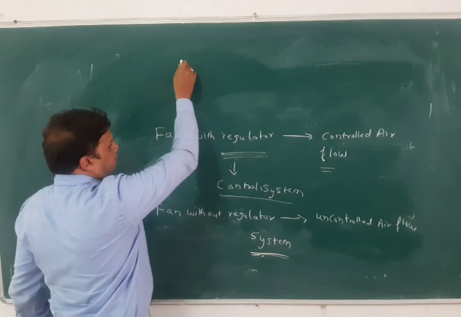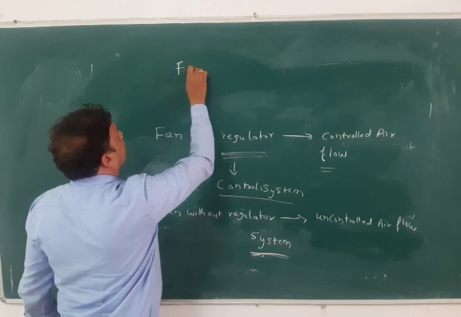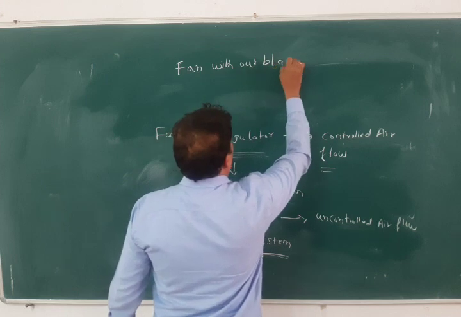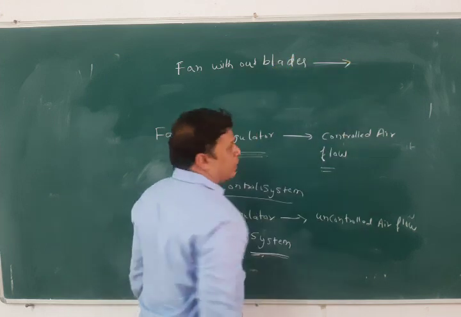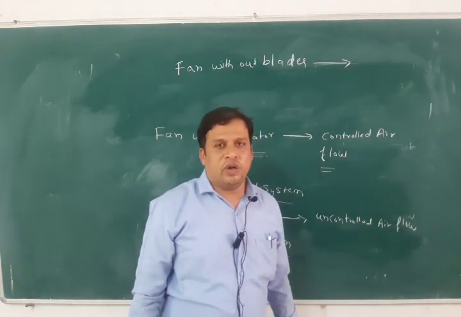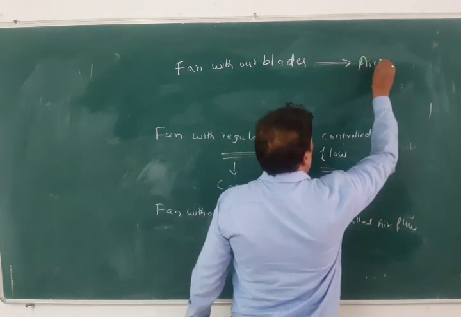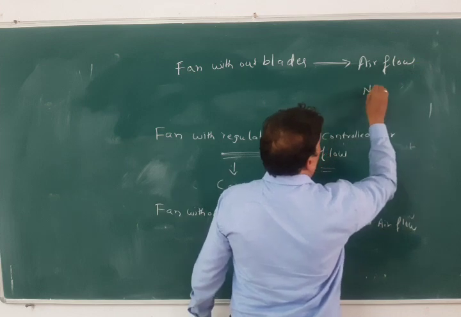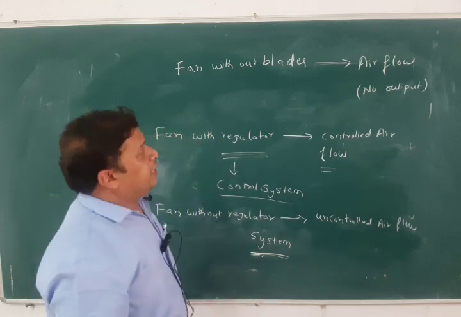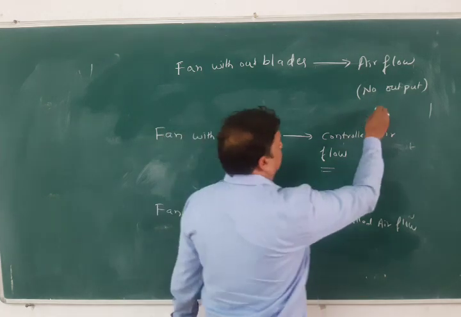You can see here a fan without blades. Students, have you ever imagined a fan without blades? If you have a fan without blades and you run it, it doesn't give you any airflow. That airflow is not there. There is no output. The output is airflow, but here there is no output at all. That means it is not at all a system.